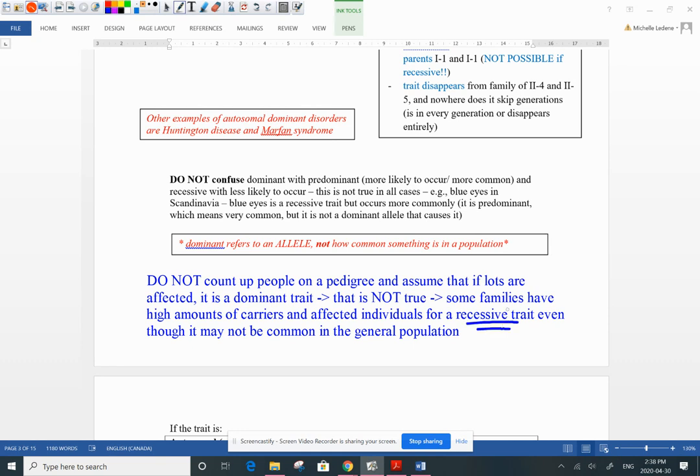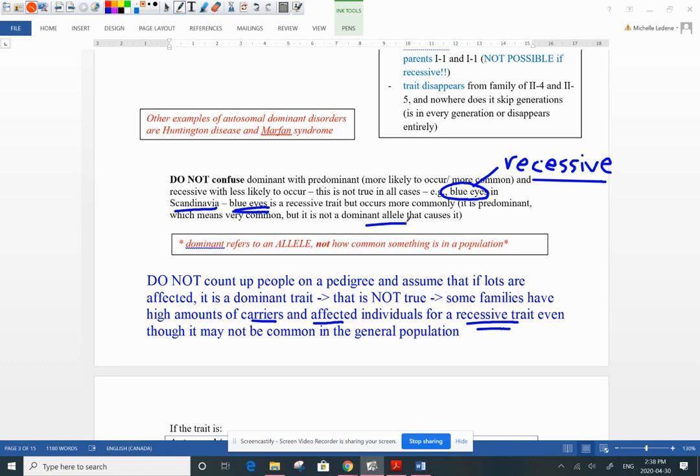There are some families that have a high amount of carriers and affected individuals, but it's a recessive trait. So I want you to think of blue eyes. Blue eyes is a recessive trait. Brown is dominant to blue in eye color. Now, it's very complex eye color, but blue eyes is a recessive. Now, I want you to think of Scandinavian people, people from like Sweden and Norway. And what do you picture? You picture blue eyes, right? So there's lots of people that have blue eyes, but that does not mean that it's dominant. It's a recessive allele. Why do so many people have it? Because there's lots of carriers and affected individuals in that population that are breeding together.